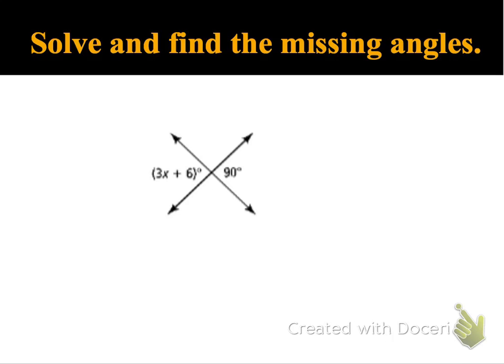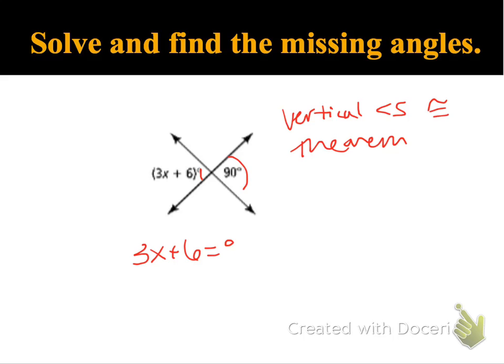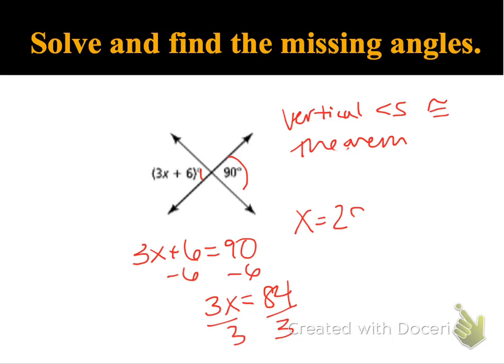Okay, so since these angles sit across from each other, we know that they're vertical angles. Vertical angles are always congruent by the vertical angle theorem. So if they're congruent, it means they are the same, which means we can set them equal to each other. So I got 3x plus 6 equals 90, and we can solve it. Subtract 6, so 3x equals 84. Divide both sides by 3, so we know x is going to equal 28.